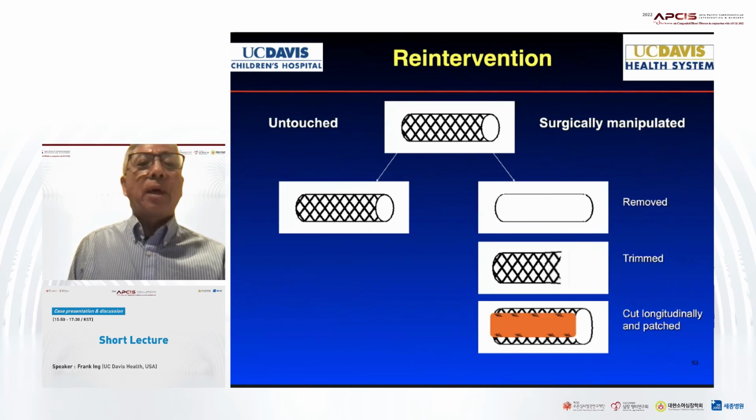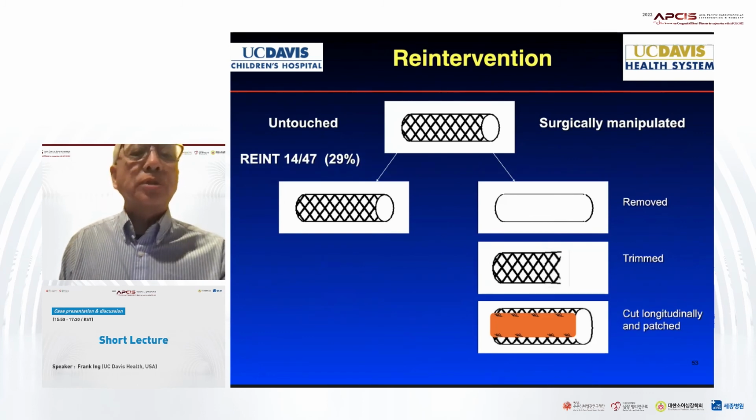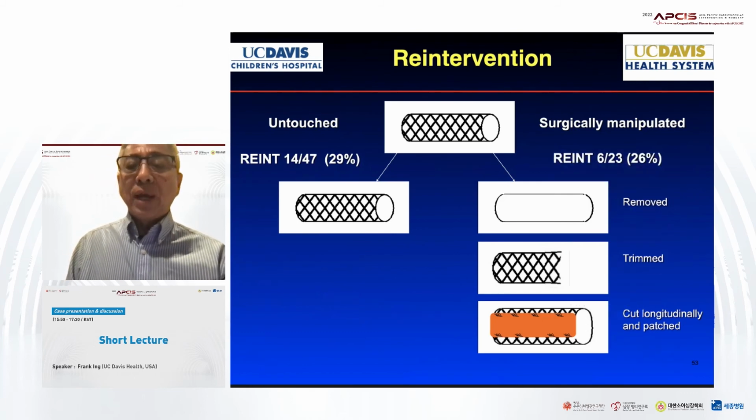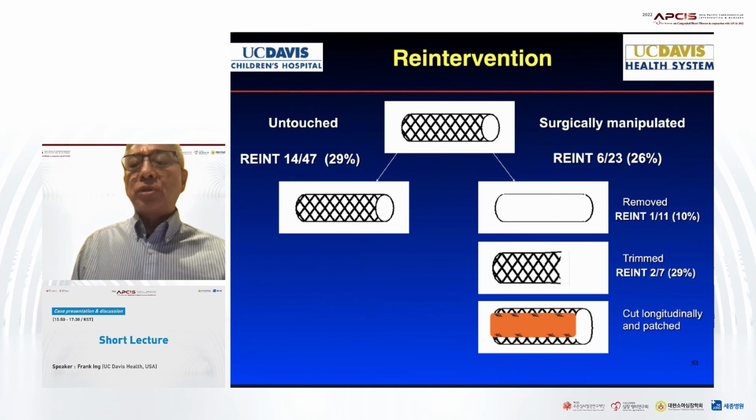But if you look at what happens to the stent and when intervention was needed, further intervention on the side where the surgeon did not touch the stent was 29%, compared to 26%. So again, very similar. But if you look at what kind of surgical manipulation took place, in the group that had a stent totally removed, the reintervention rate was 10%. If the surgeon trimmed it, the reintervention rate was 29%. If they cut it and put a patch on it, the reintervention was 60%, much different from the other types.